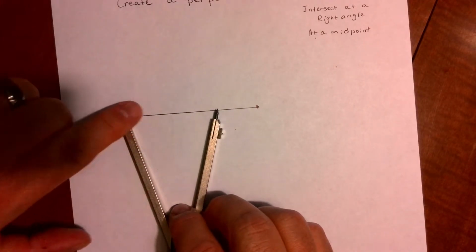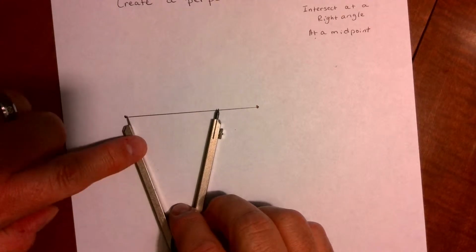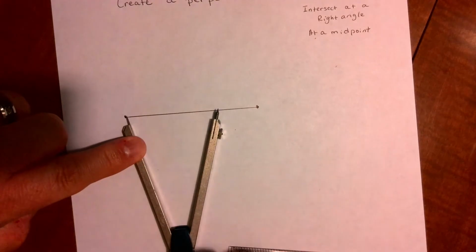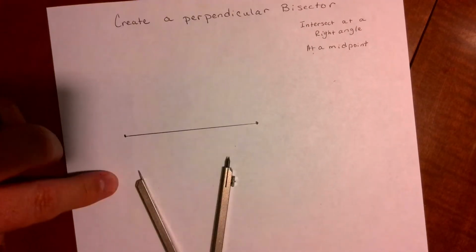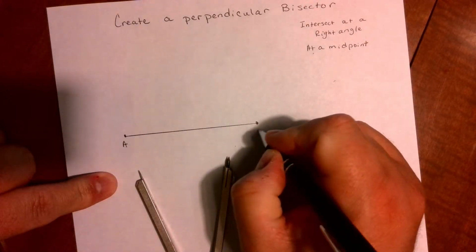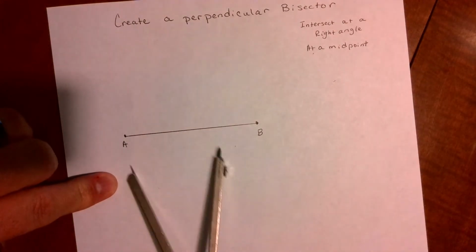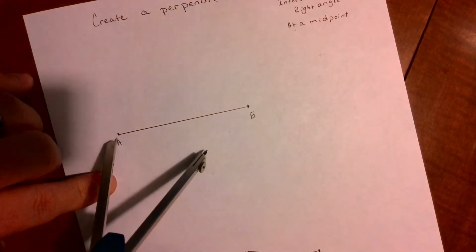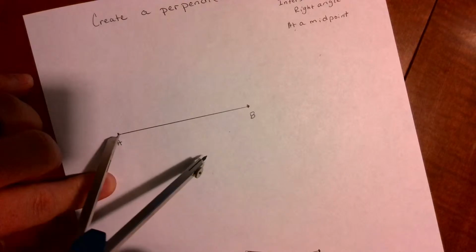And remember, we want the sharp point, the non-writing point. This is the writing point, this is the non-writing point. So we want the non-writing point on one end of the segment. Let me go ahead and label these as A and B. And so I want to put my point on the tip right there. Let me get it on there, there we go.